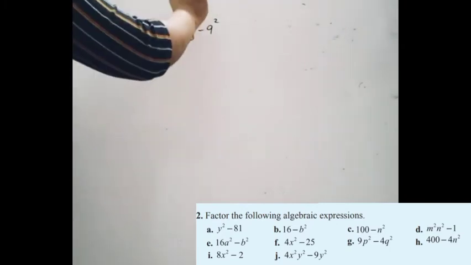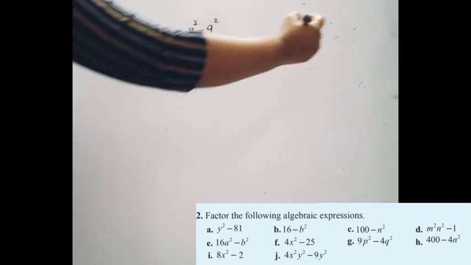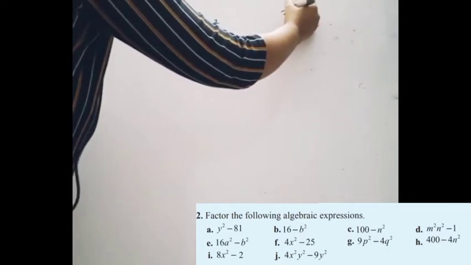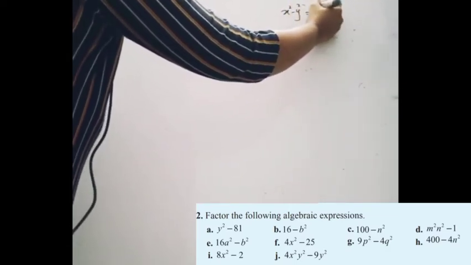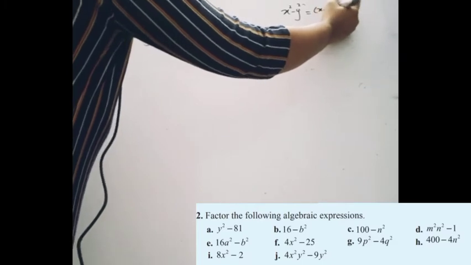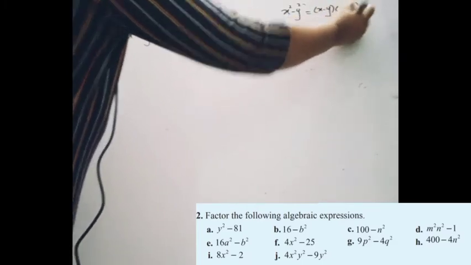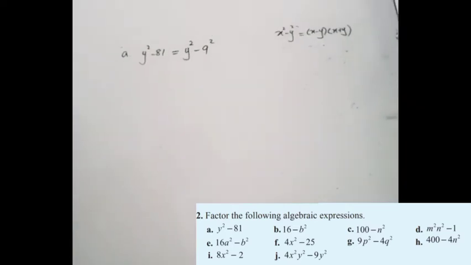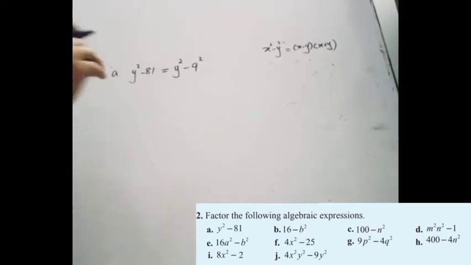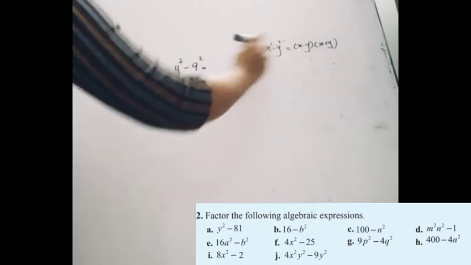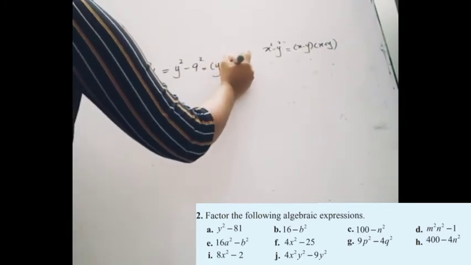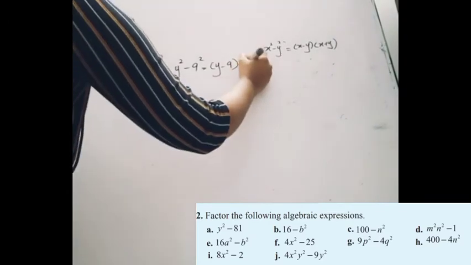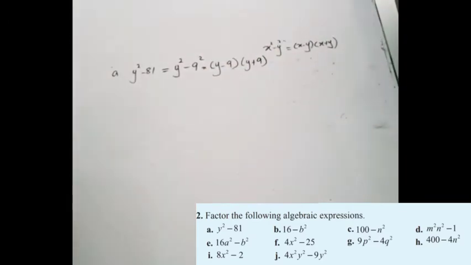So now we can use the format. What is the format? I'll write it here. x square minus y square can be factorized as x minus y into x plus y. So this is the format. We are going to use the same form here, which is y minus 9 into y plus 9. Did you understand that? Let's look at another example from your textbook.